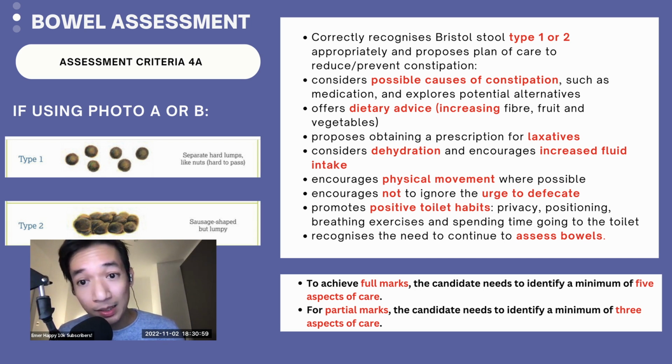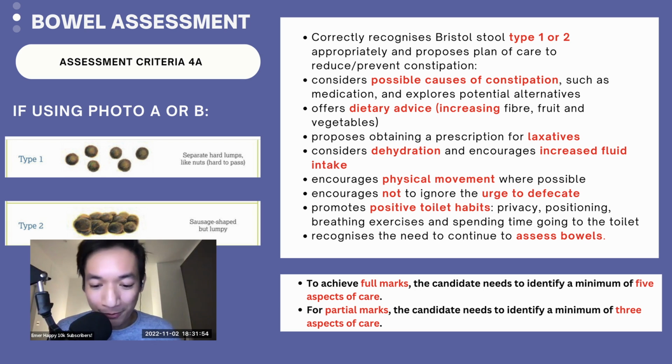The criteria says considers possible causes of constipation such as medication and explores potential alternatives. Let me ask the crowd, what are the medications which can cause constipation? Well done. I can see answers, so thank you. As they said, iron, ferrous, I'm assuming that it's ferrous sulfate, codeine, opioids. What else? Thank you for your answers. Let's run through the groups of medication which can cause constipation.